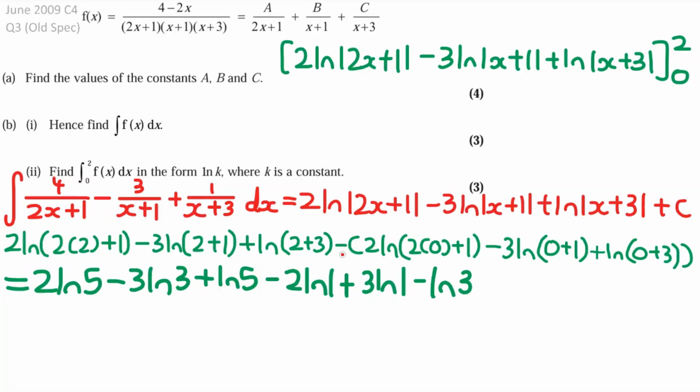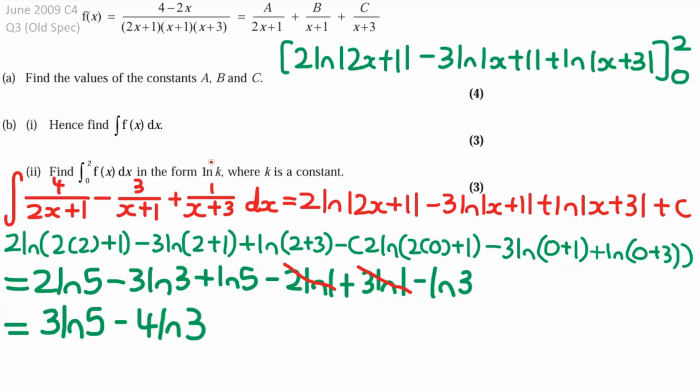and we can do some more simplifying because we have the natural log of 1 here. Remember, the natural log of 1 is 0, so this term will just go away. It's the same with this one. We have the natural log of 1. We have 2 natural log of 5 plus the natural log of 5, which will be 3 natural log of 5, and then we have minus 3 natural log of 3 minus natural log of 3, which will be minus 4 natural log of 3, like this here.